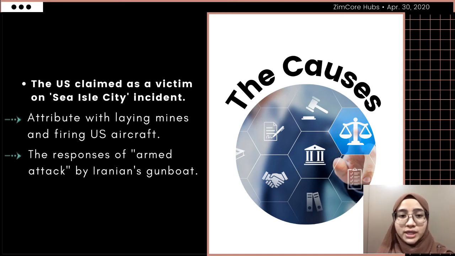It has argued before the court that the missile attack on Sea Isle City was an armed attack that justified self-defense. The alleged pattern of Iranian use of force, it is claimed, added to the gravity of the specific attacks, reinforced the necessity of action in self-defense and helped to shape the appropriate response.